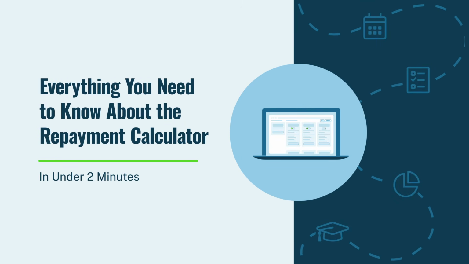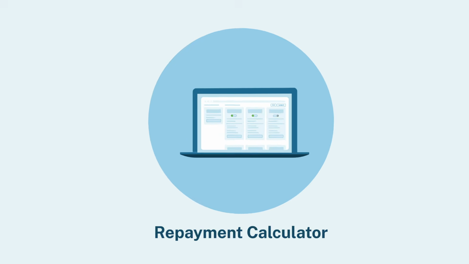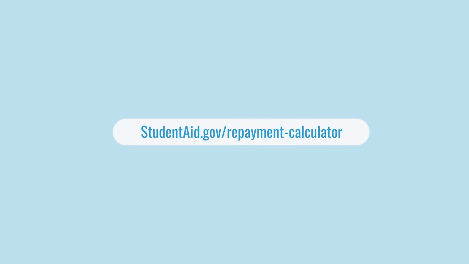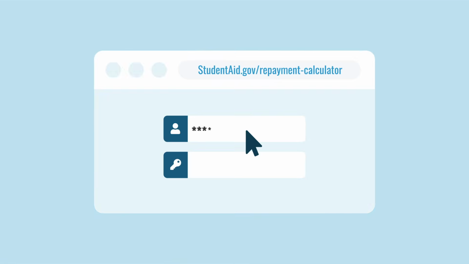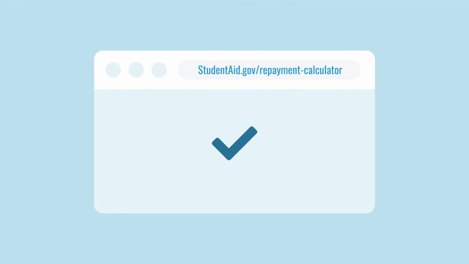With our repayment calculator, you can compare your repayment options to help find the repayment plan that's best for you. Before you get started with the repayment calculator, we recommend logging into your studentaid.gov account. This will automatically pull your loan details into the calculator, including your loan type and current outstanding balance.